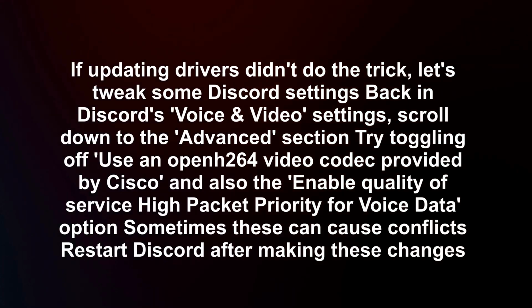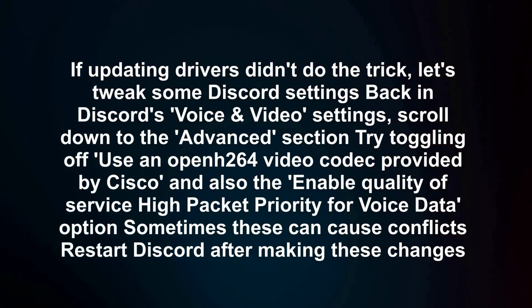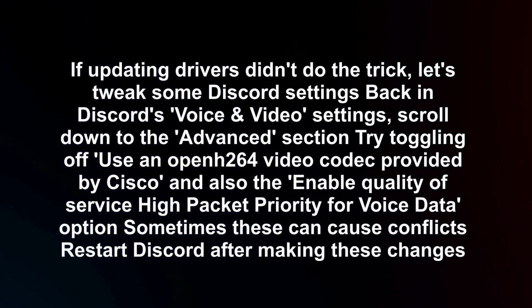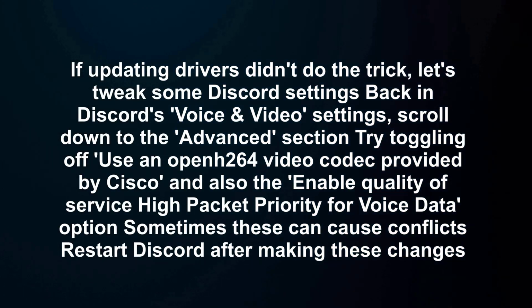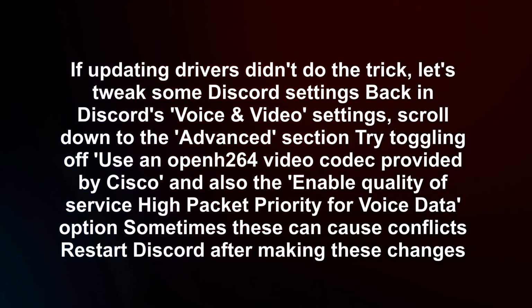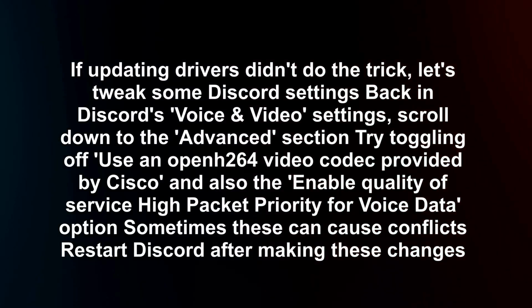If updating drivers didn't do the trick, let's tweak some Discord settings. Back in Discord's voice and video settings, scroll down to the Advanced section. Try toggling off Use an OpenH264 video codec provided by Cisco and also the Enable Quality of Service High Packet Priority for voice data options. Sometimes these can cause conflicts. Restart Discord after making these changes.